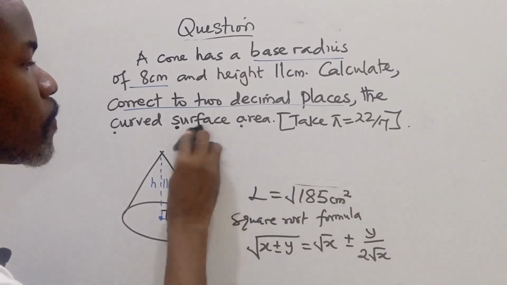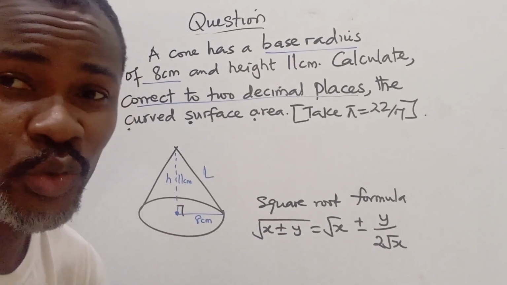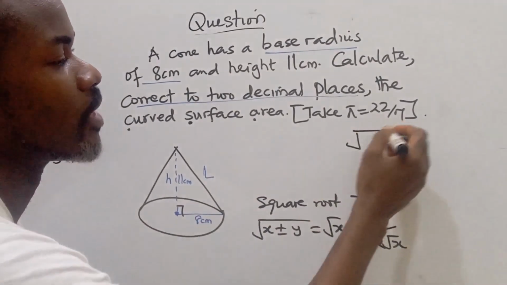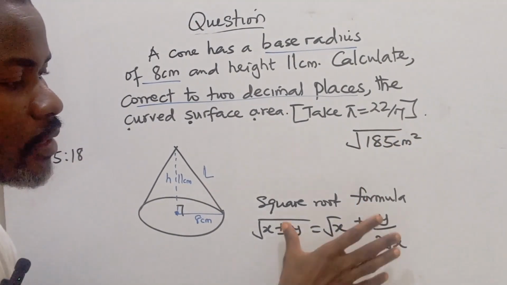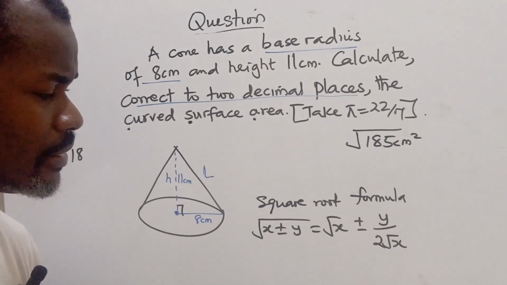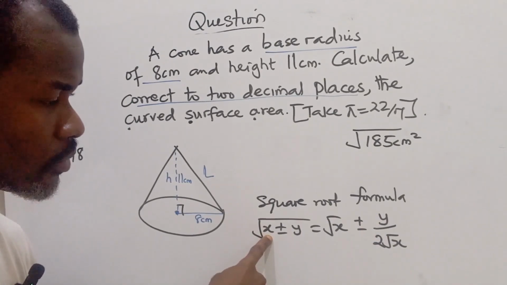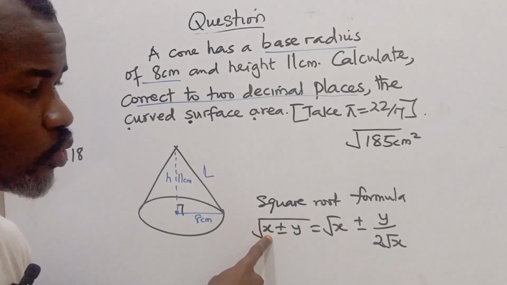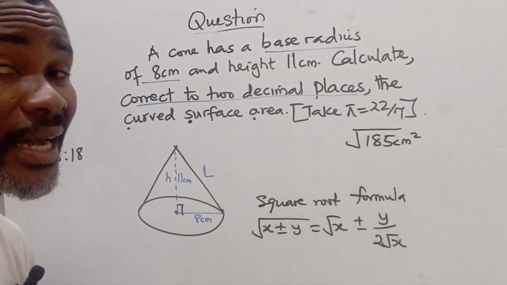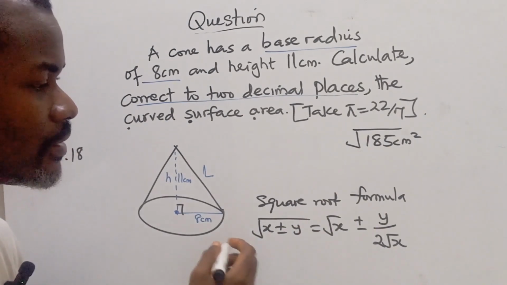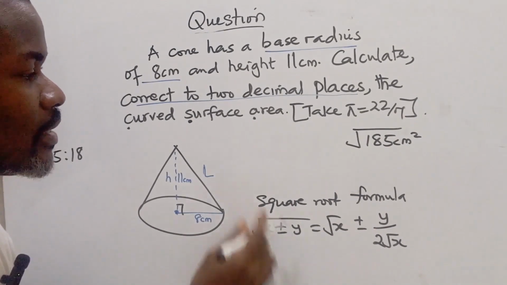Remember, we're trying to do the square root of 185 centimeters squared. By the formula, one thing is that this x must be a perfect square. So I'm seeing that what is close to 185, that's a perfect square, is 13 times 13. And 13 times 13 is going to give us what?